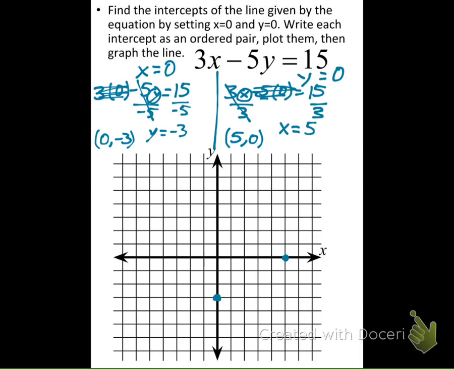Now we have to make our line. Get your straight edge out, and draw your arrows. And that's it. Does anybody have any questions? The worksheet is going to be similar to this. Okay, so for the rest of the hour, we're going to work on worksheet 4.11.